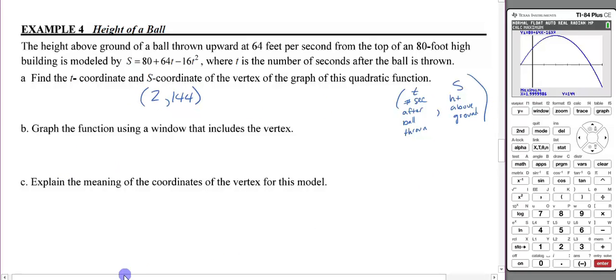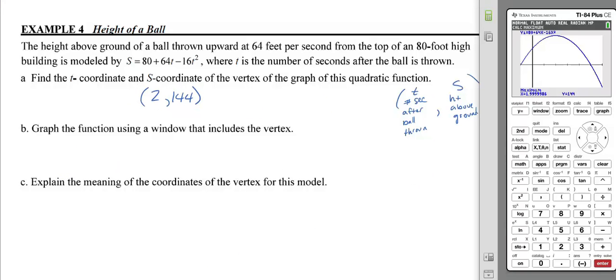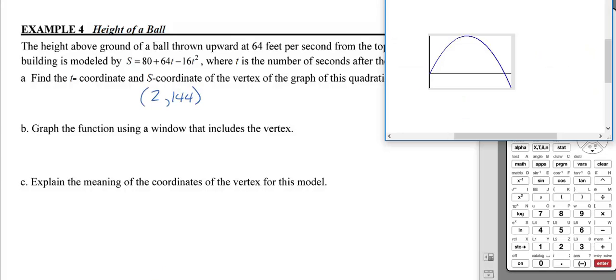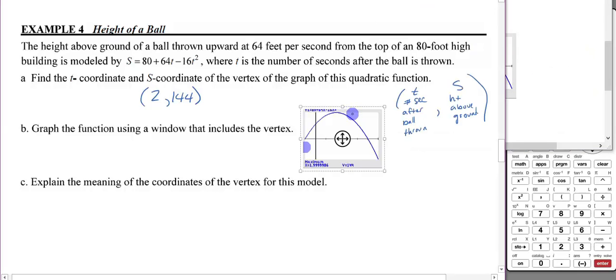We've already graphed the function using the window that includes the vertex. Now let me save that for you. And if we want to explain the meaning of the coordinates of the vertex, we need to make sure that we mention both numbers and also what they represent.